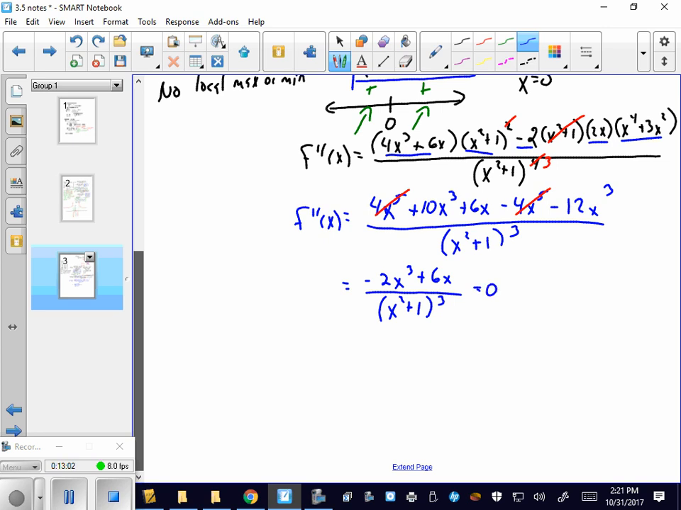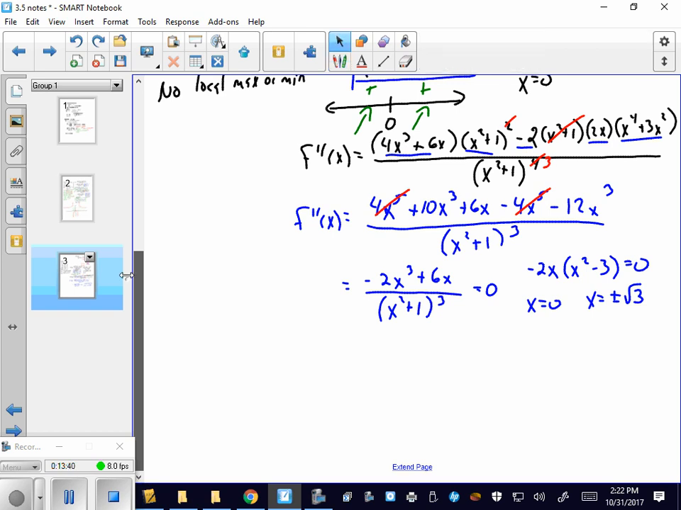Okay, the denominator will never be 0. It's x squared plus 1. I don't care that I'm cubing it. It's x squared plus 1. That cannot be 0, so it's really the numerator. So we can factor a, looks like a -2x out, leaving us with x squared, nope, minus this time. This time I actually do have x squared minus 3. So x is either going to equal 0, or this time you would have x squared equaling 3, or x equals plus or minus square root of 3. At that time we actually do have to worry about it.